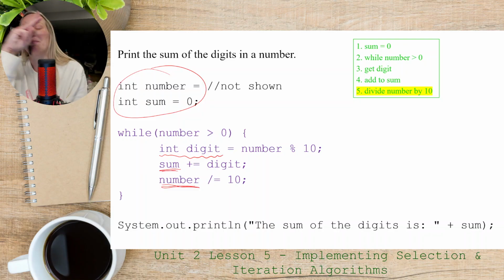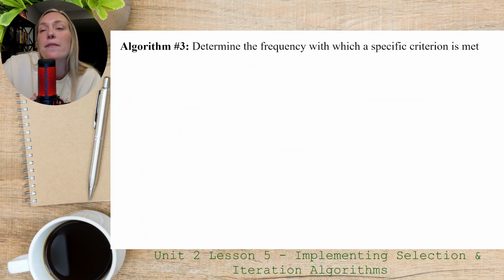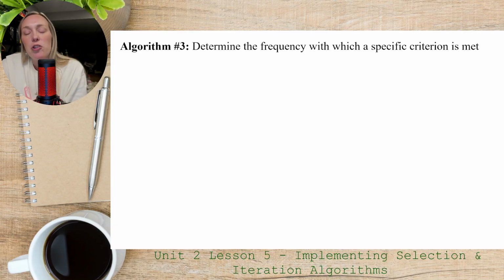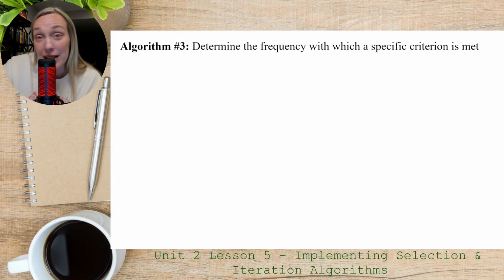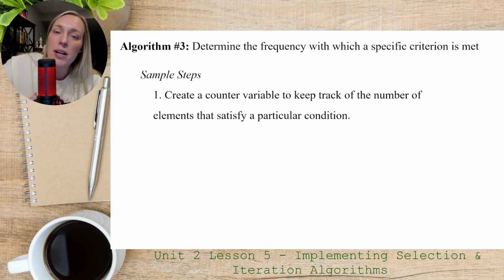We got 3 more. Algorithm 3, determine the frequency with which a specific criterion is met. Now that's a very general algorithm. We use this a lot in different scenarios you'll find. So here are some sample steps.